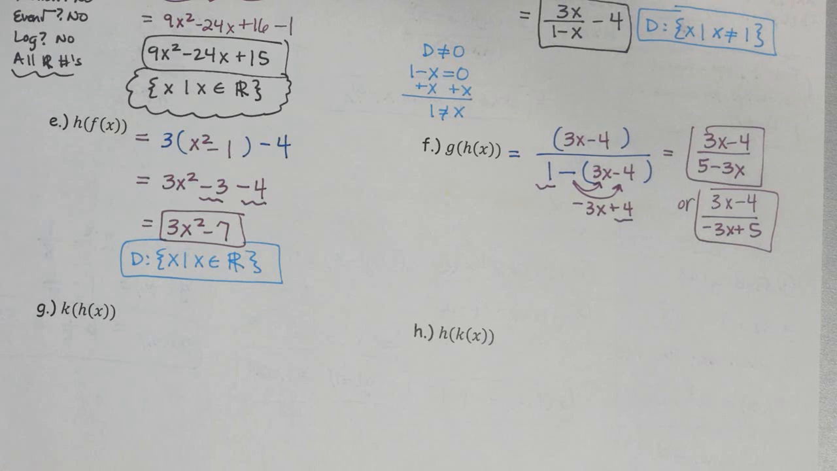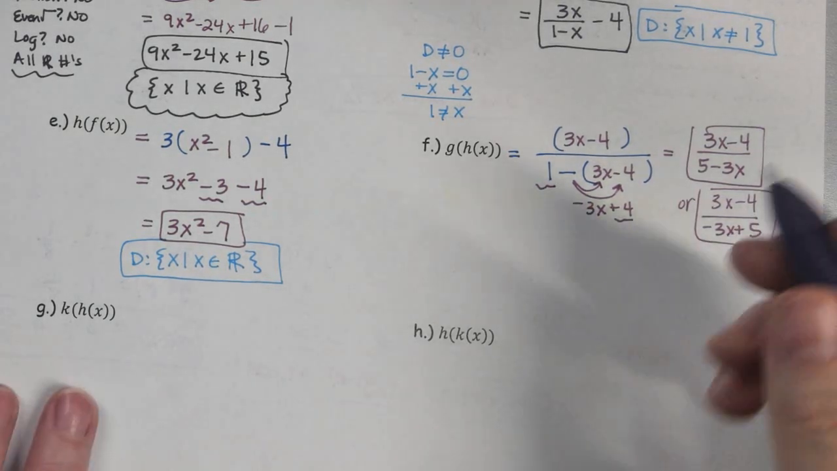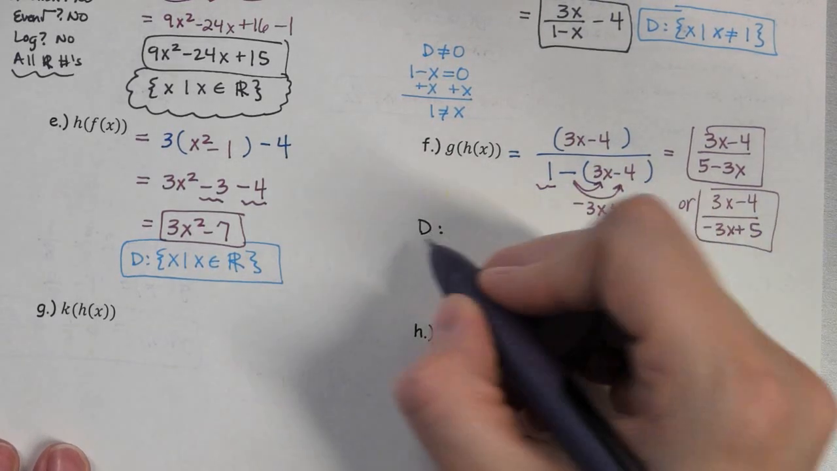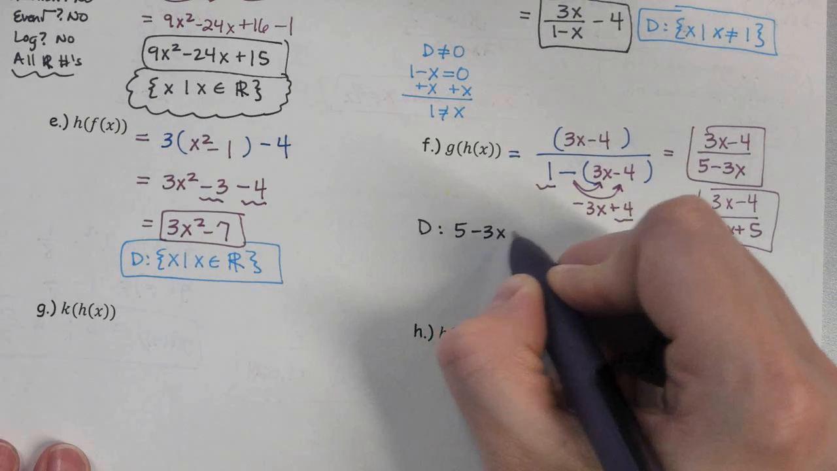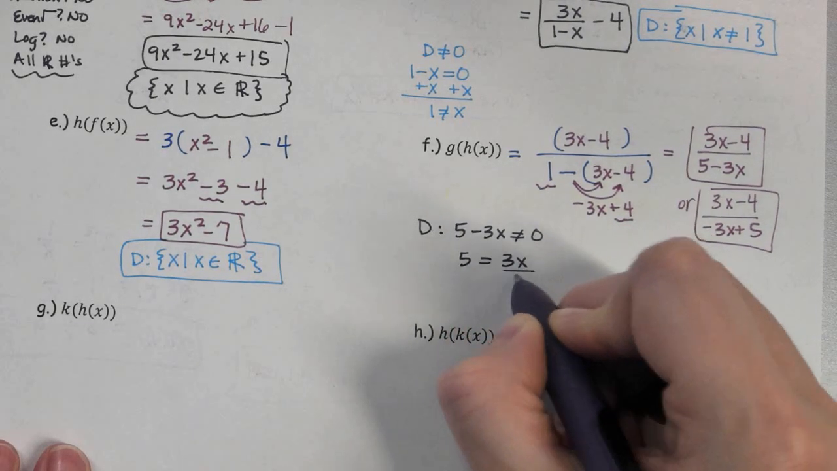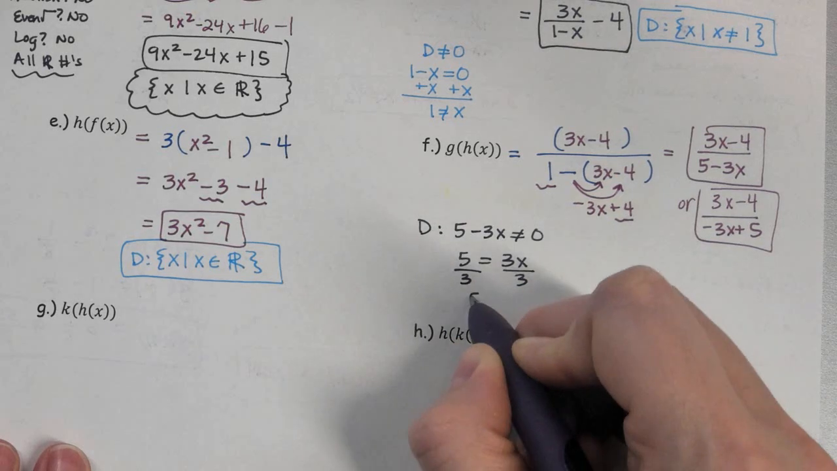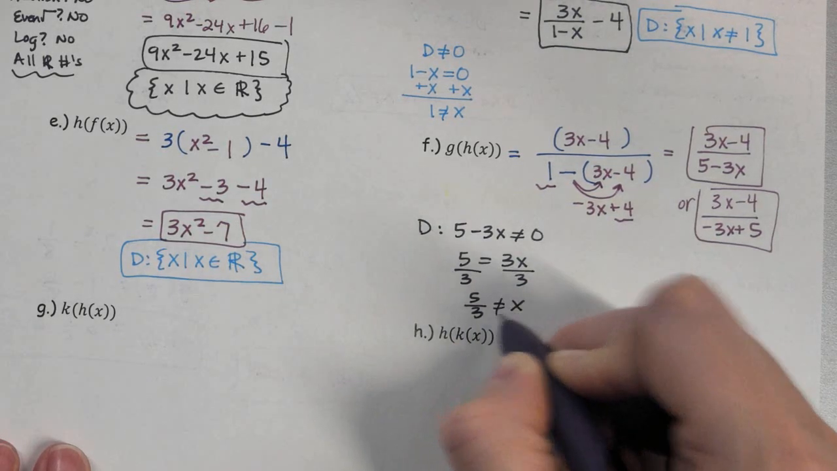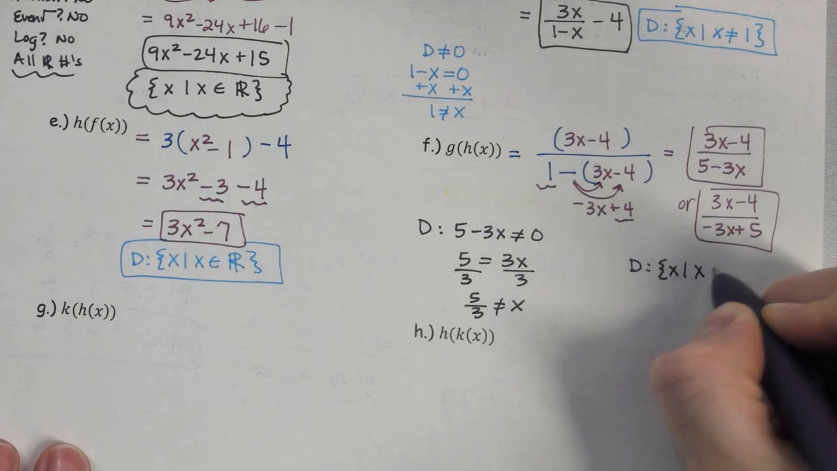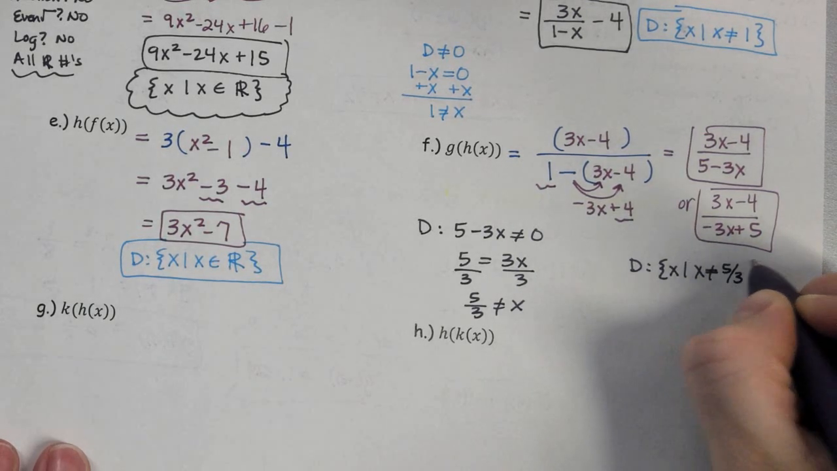Okay, and then there is a fraction, so we do have to make sure we set the denominator equal to 0. And so I did 5 minus 3x cannot be 0. I added the 3x over and then divided by 3. So x such that x cannot be 5 thirds.